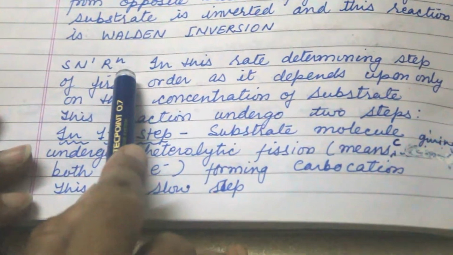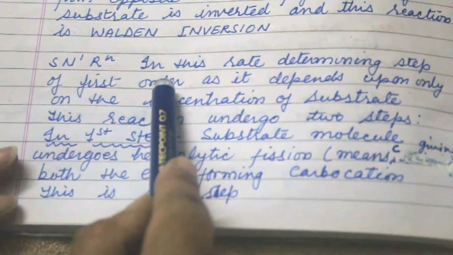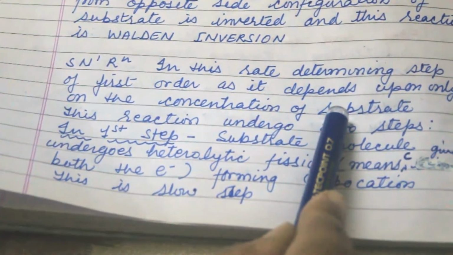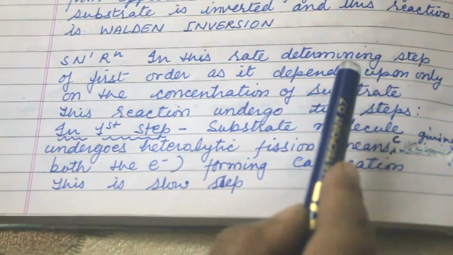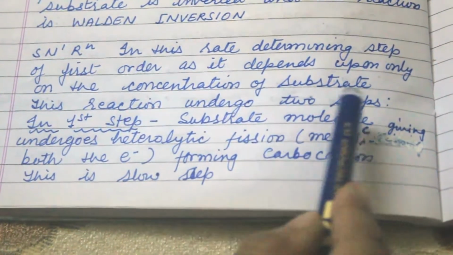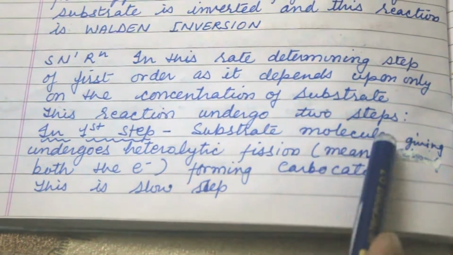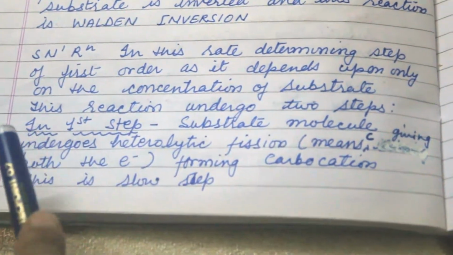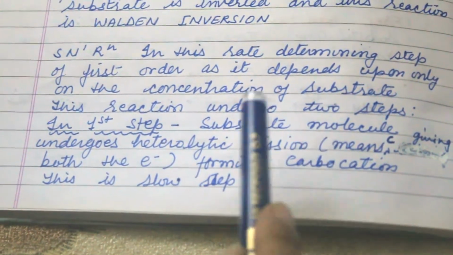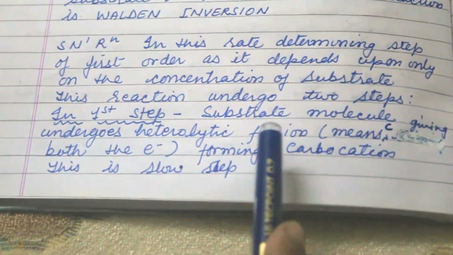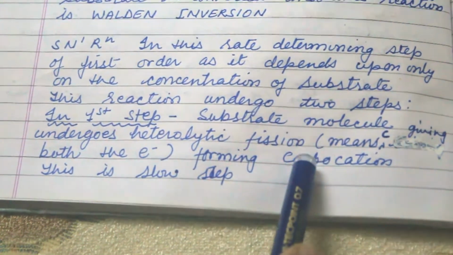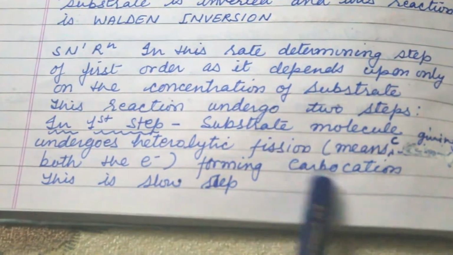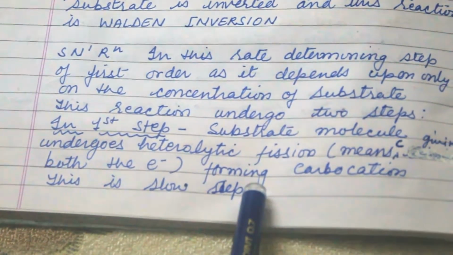Now next is the SN1 reaction. In this, the rate determining step is first order, as it depends only on the concentration of the substrate, not the nucleophile. So this reaction undergoes two steps. First step is the substrate molecule undergoes heterolytic fission. What is heterolytic fission? Heterolytic fission means the carbon atom gives both the electrons to the halogen atom, forming a carbocation. Because the carbon atom gives the electrons to the halogen, it contains a plus sign and becomes a carbocation, and this is the slow step.